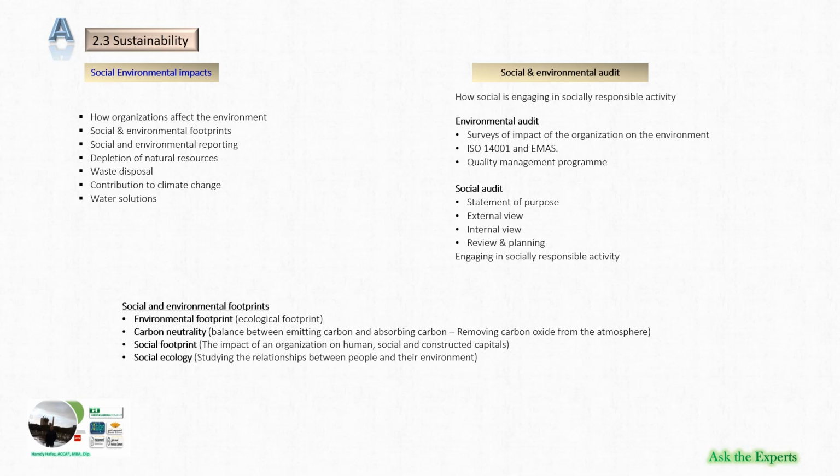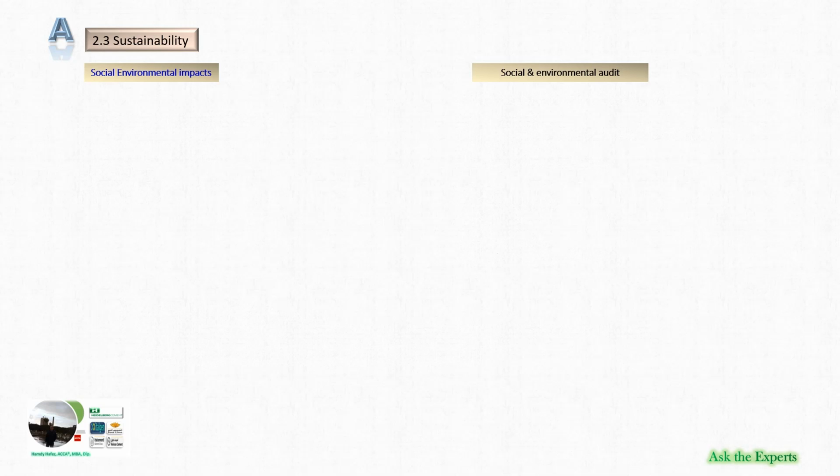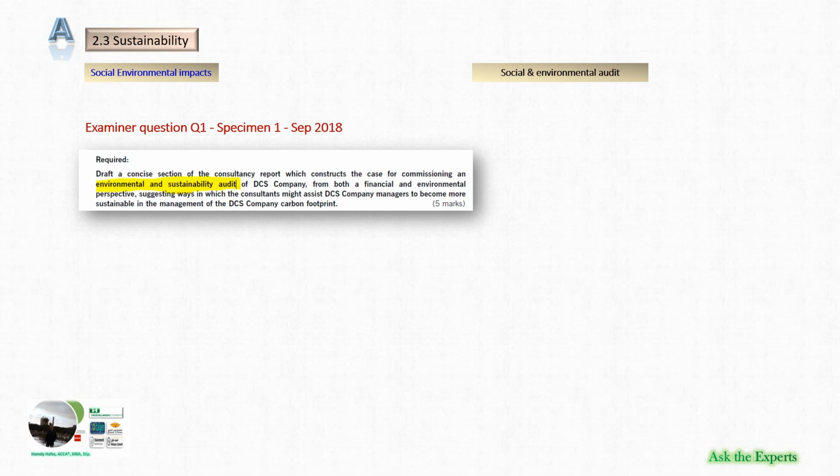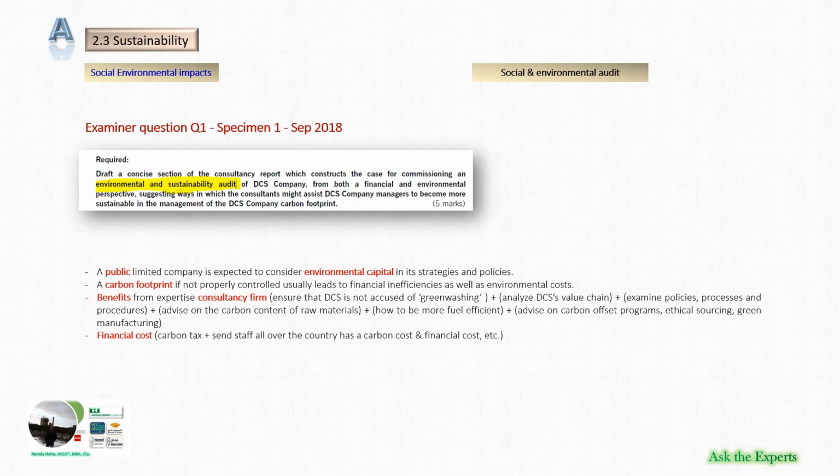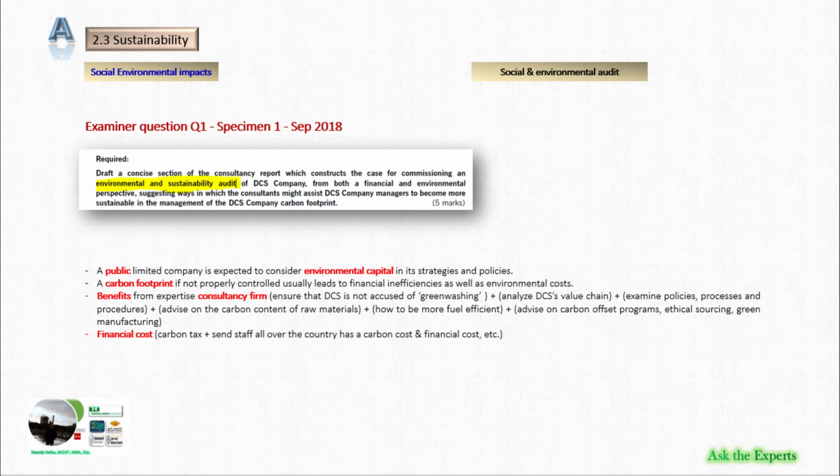Once again, the practicing time, with the examiner question 1, Specimen 1 in September 2018. The question asks about the environmental and sustainability audit of DCS company, from both financial and environmental perspectives. So, you'll need to discuss the financial costs as a financial perspective, for example, the carbon tax. Also, highlight the importance of the carbon footprint, that if not properly controlled may lead to financial inefficiencies as well as environmental costs. Again, try to do more exam practicing.